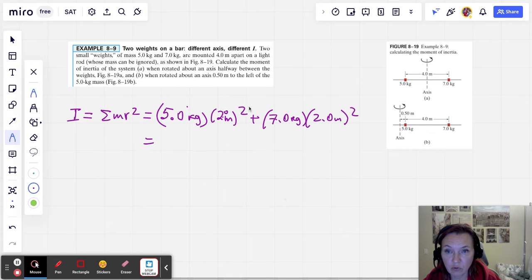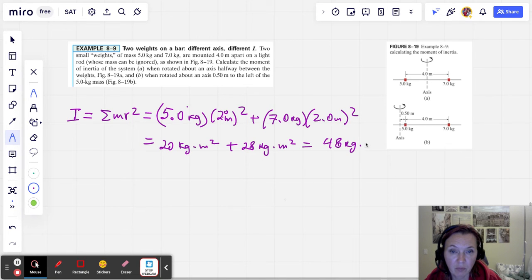Let's multiply those. So 2 squared is 4. 4 times 5, that's going to be 20 kilograms times meter squared. 7 times 4, that is 28 kilogram meter squared. Oh my gosh, no calculator. And that is going to be equal to 48 kilogram times meter squared. So that is our case A.